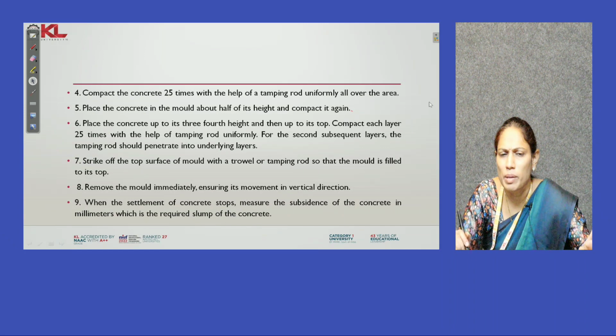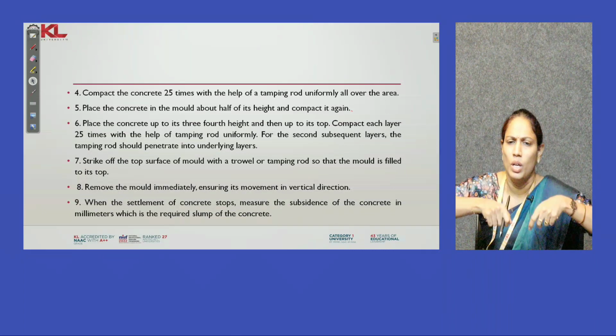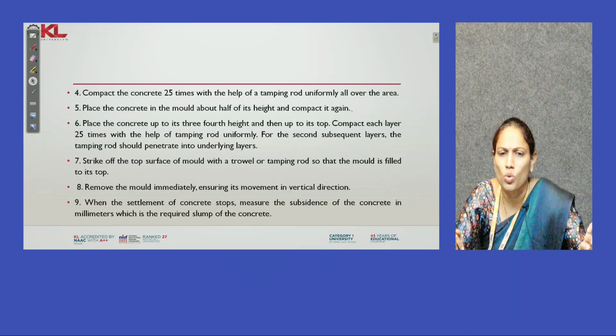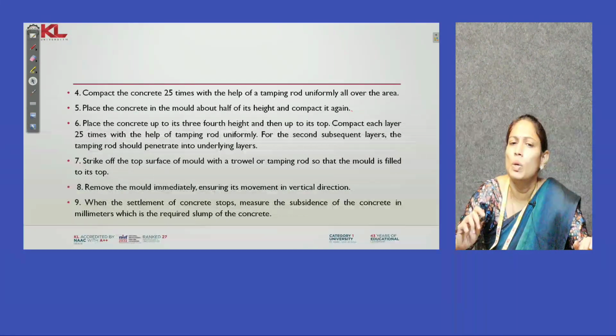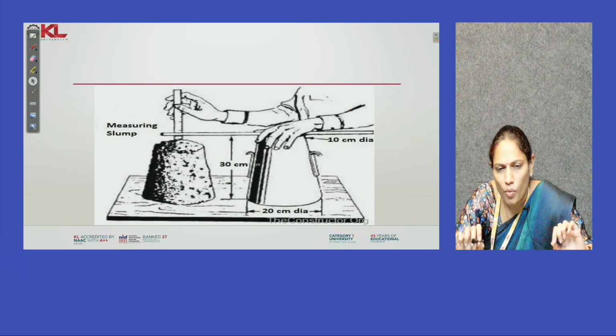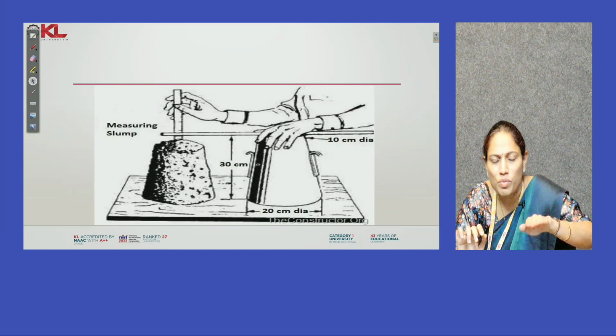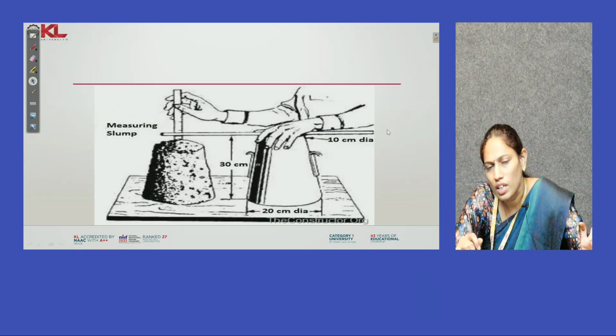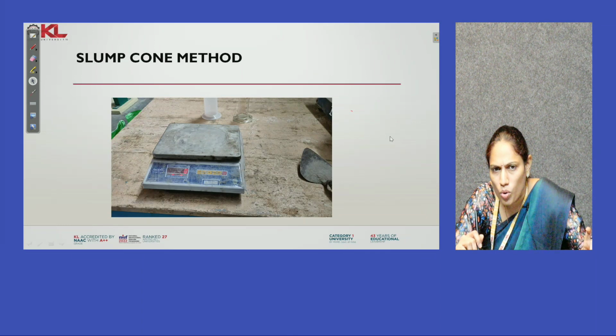So remove the mold immediately. Ensure its movement is in the vertical direction. Just remove it by lifting it off with the two handles. So when the settlement of concrete stops, measure the subsidence of the concrete in millimeters, which is the slump of the concrete. So if you see, this is the slump measurement. What is the height? You can see and measure it compared with the standard mold, and see what the difference is. Based on that you can see the workability. So that is the slump cone method.